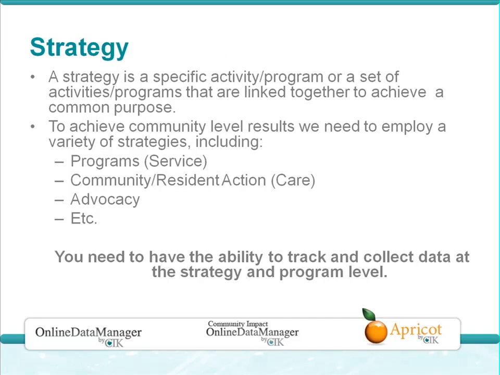The next definition is strategy. And a strategy is a specific activity, program, or a set of activities or programs that are linked together to achieve a common purpose. To achieve, for example, as we talked earlier, community-level results, we need to employ a variety of strategies, including programs and services, community resident action, care, advocacy, media, public policy, etc. And we need to have the ability to track and collect data at the strategy and at the program level.